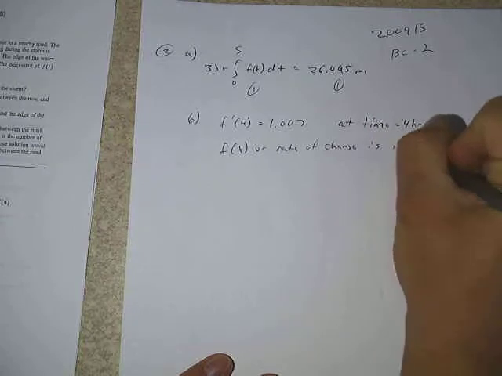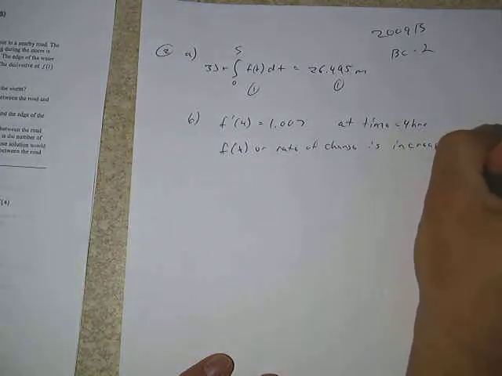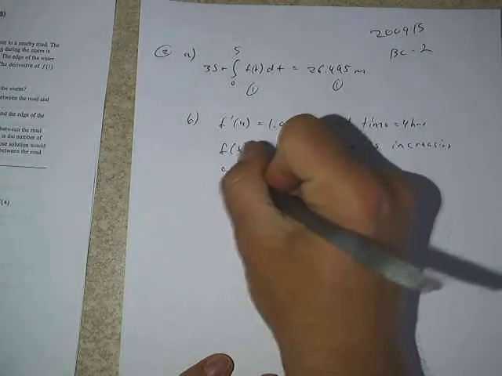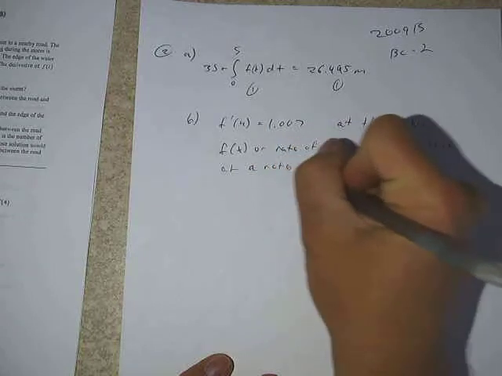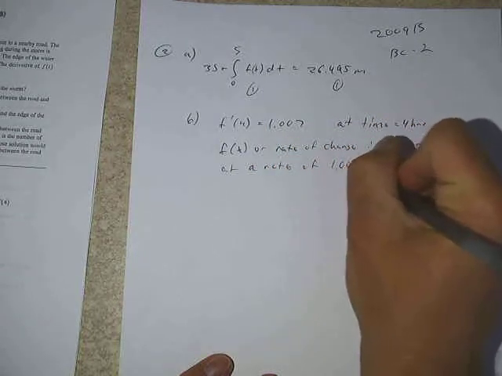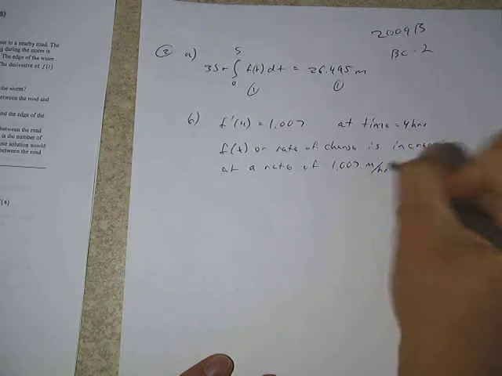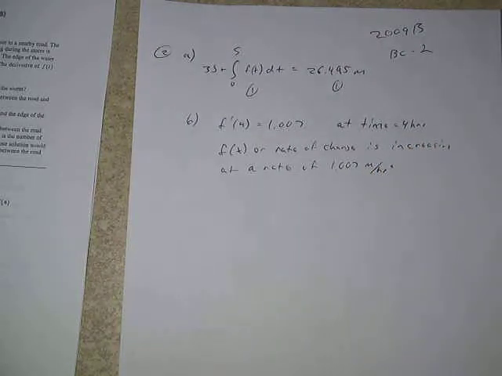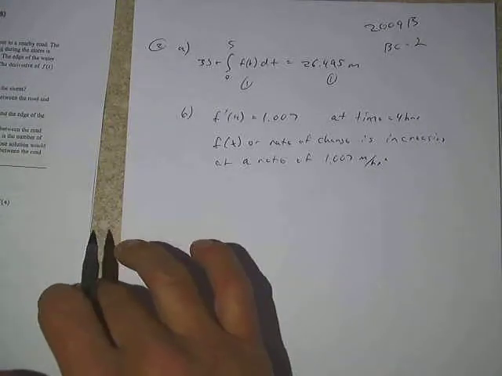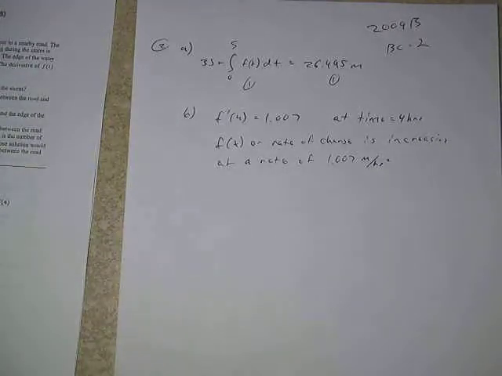So bottom line, this is essentially how the rate of change is changing. And since it's positive, it's increasing. We could say that the f function, or rate of change, is increasing at a rate of 1.007 meters per hour squared.